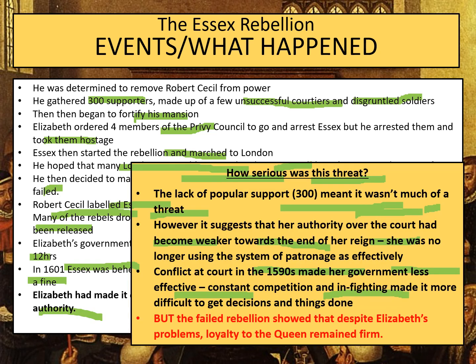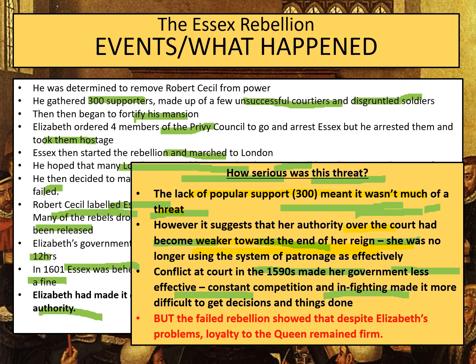Now, it's important to also think about to what extent this event was really a threat to Elizabeth, and think about its significance. Now, in terms of how much support it had, the lack of popular support meant it wasn't actually that much of a threat for her. However, it did suggest that her authority over the court had become weaker towards the end of her reign. She was no longer using that system of patronage so effectively.